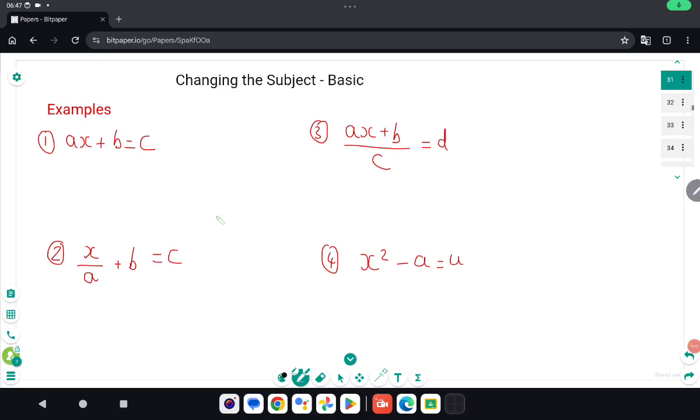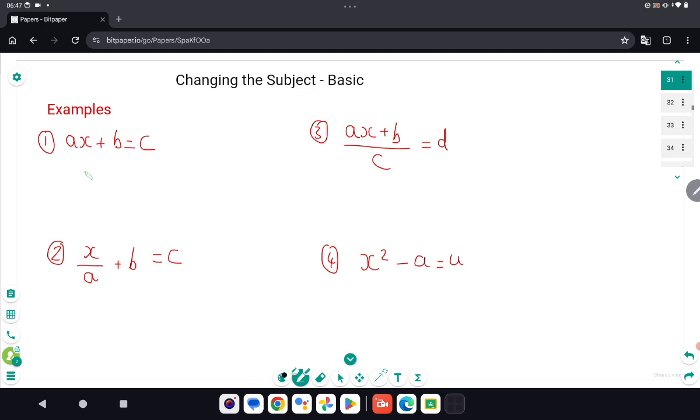In this recording, we're going to look at the topic of changing the subject. There'll be 2 videos on this topic, the basic and then one on more advanced changing the subject. So this is quite an important topic because it has links with higher level topics. Okay, so in all of these examples, we will make X a subject.